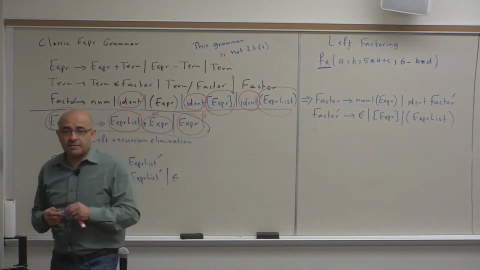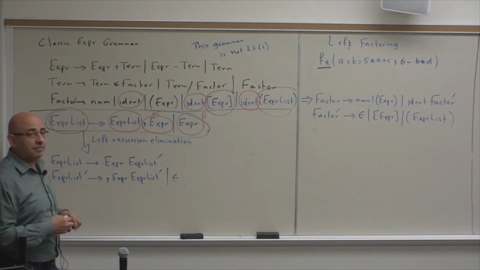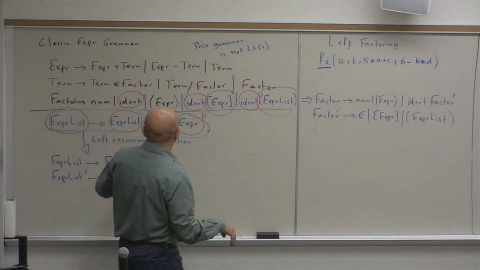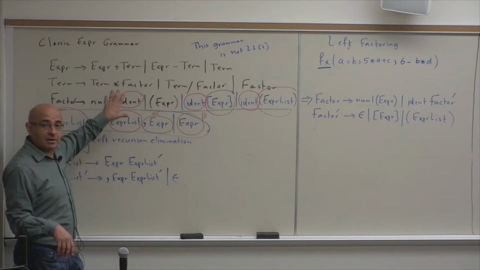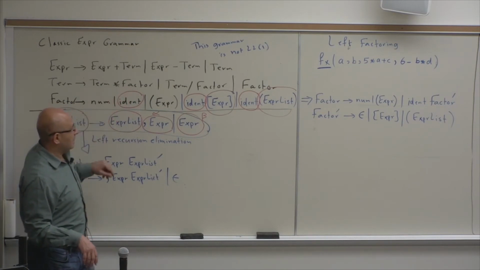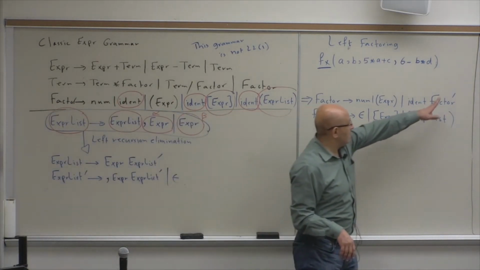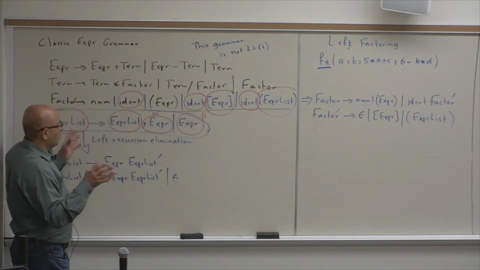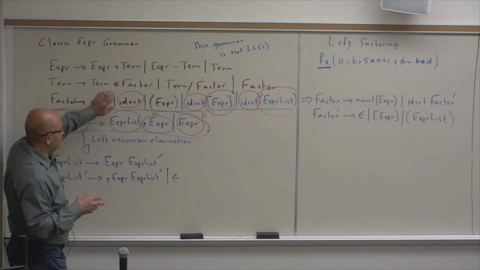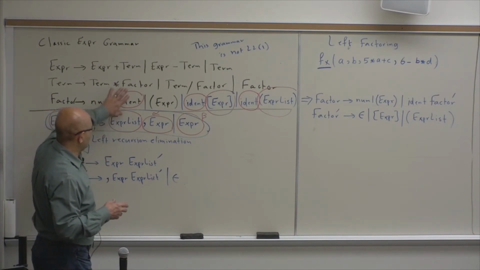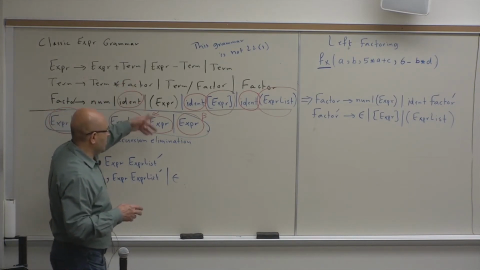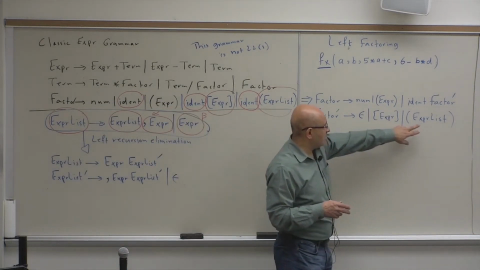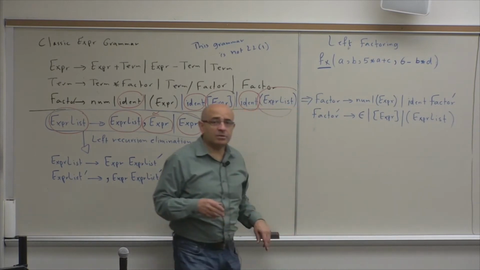So this is left factoring. This is what we call left factoring, and it's just like factoring in algebra, where you take the common factor, and then this factor prime has the different non-common parts of each alternative. So the common is ident. What is not common is epsilon, or bracket expression, or expression list between parentheses.